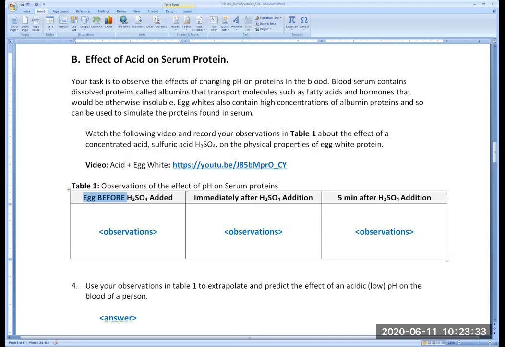But there's a difference immediately after the acid has been dropped in. And then there's even more difference when you give some time for the acid to act, and then 5 minutes after, it's changed even more. So this changed the physical properties of the egg white, right? So that's what your observations should be.